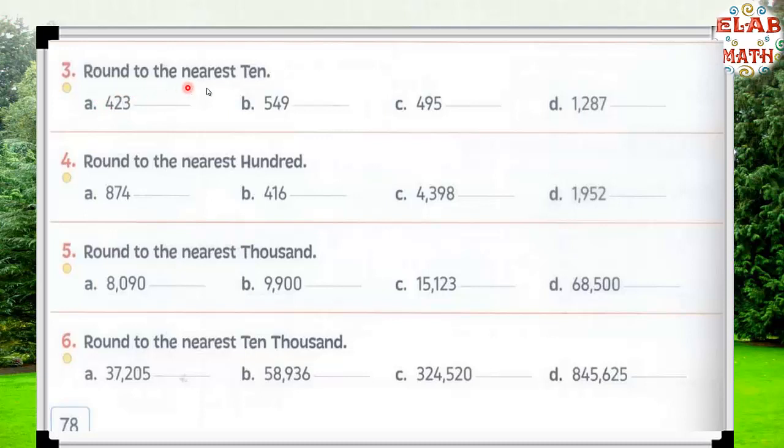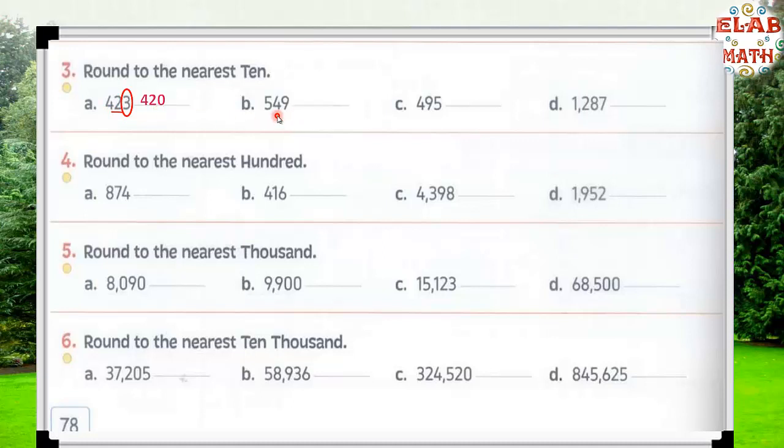Number 3, round to the nearest 10. Nearest 10. Search for the place. Tens place here. Put a line under the tens place, the digit in the tens place. And make a circle over the next digit. See, less than or more than 5. Less than 5, that means write 2 without a change. And I said the digits before 2, write them without a change. You should write 4, 2, 0.